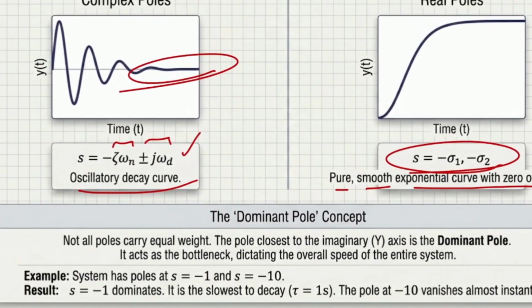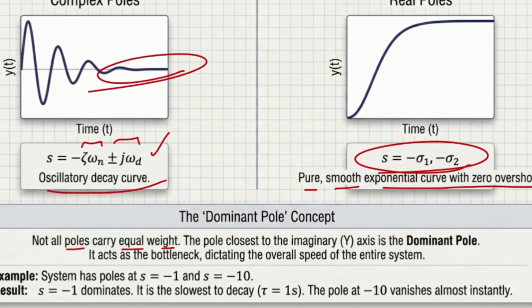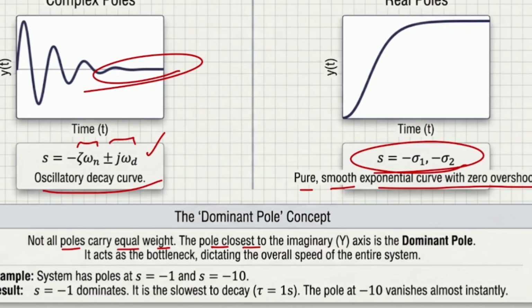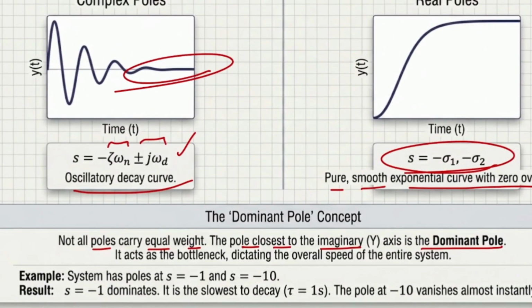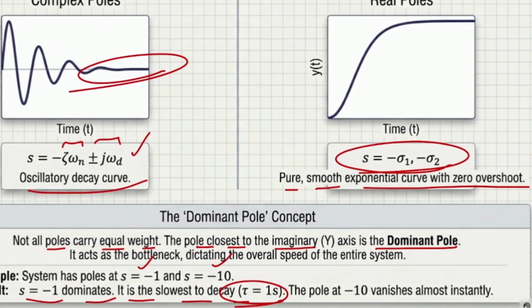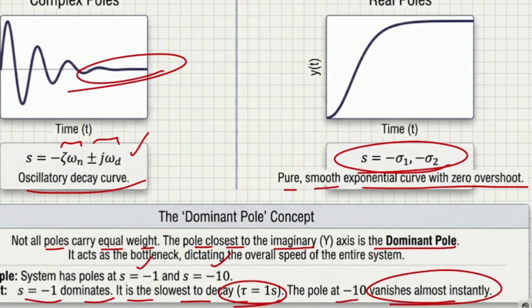So as I just mentioned, not all poles carry equal weights. This is a very important one. If you remember from the previous chapter, the pole closest to the imaginary axis, the y-axis, is what we call the dominant pole. Imagine that you have a system with two poles. One is -10 and another one is -1. The -1 is considered the dominant. Why? Because it's the closest one to the y-axis, and it is the slowest to decay, with tau around 1 second, while the -10 is going to vanish almost instantaneously because it is fast.